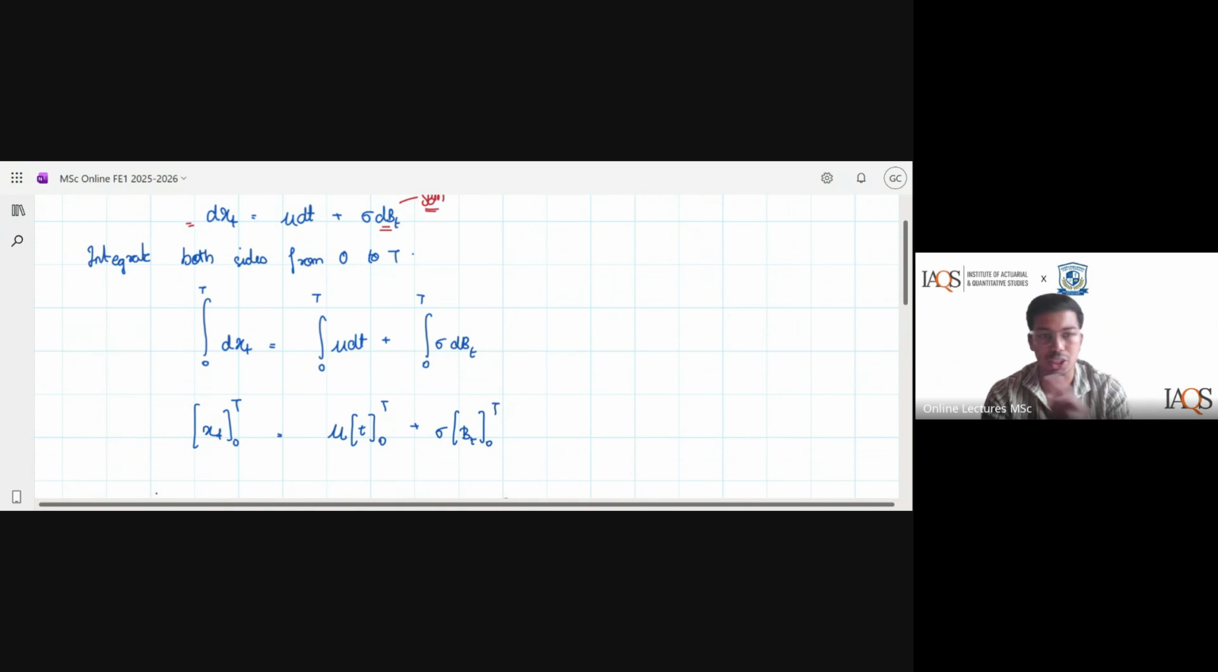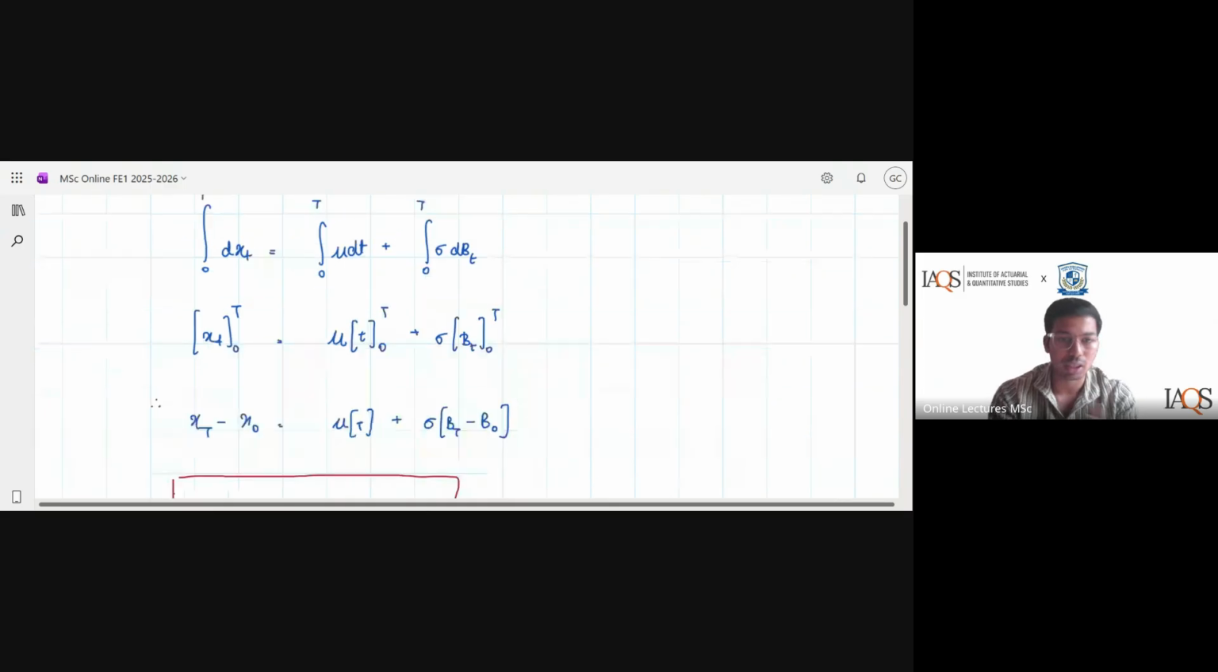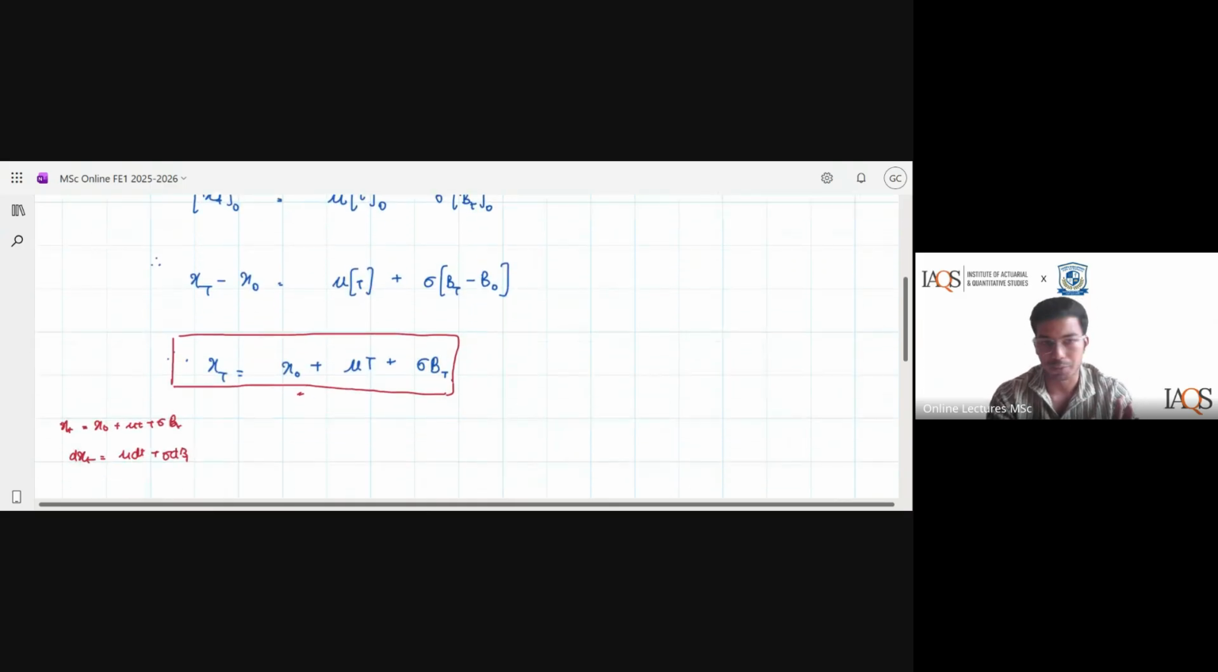Integral of 1 with dXt will be Xt. Mu is constant, so it will come out. Integral of 1 with respect to dt is t. Sigma is constant, so it will come out. Integral of dBt, or integral of 1 dBt, is going to be Bt. Substitute your limits, get the equation.